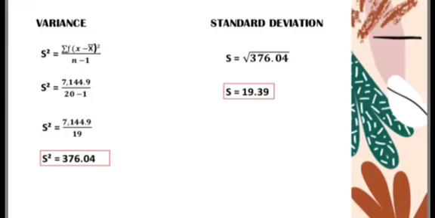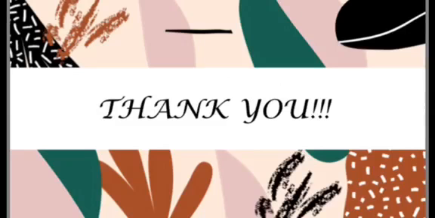While in standard deviation, ganito lang gagawin. Kunin natin yung variance, which is 376.04. Then, i-square root lang siya. So, to get the standard deviation, the square root of 376.04 is 19.39. So, ganyan ang pagkuha ng range, variance, and standard deviation for group data. That's all. Thank you.